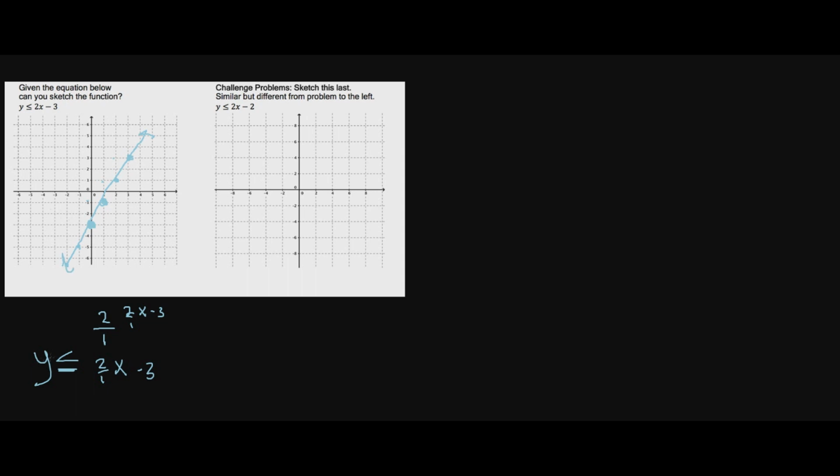And now, what does it say? Y is less than. That means it has to be less than, right? So if we're less than, that means we have to be below the line. So that's going to be down over here. So we're going to sketch this region underneath here, below the line.